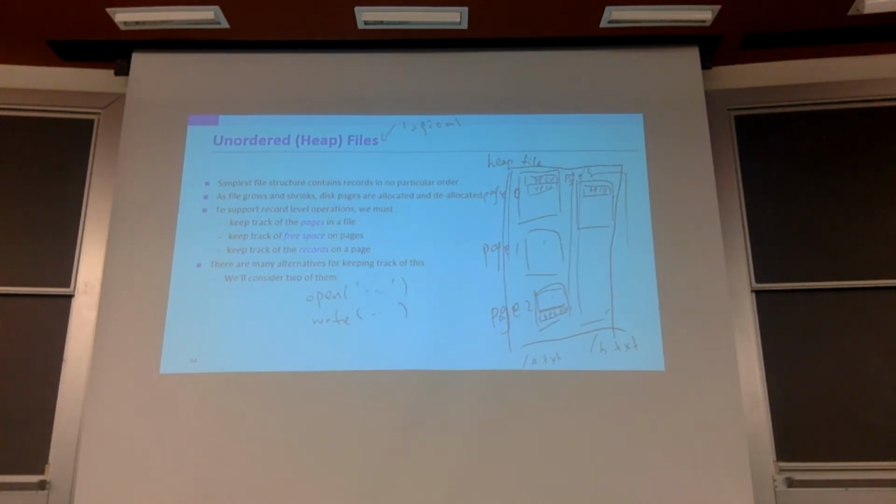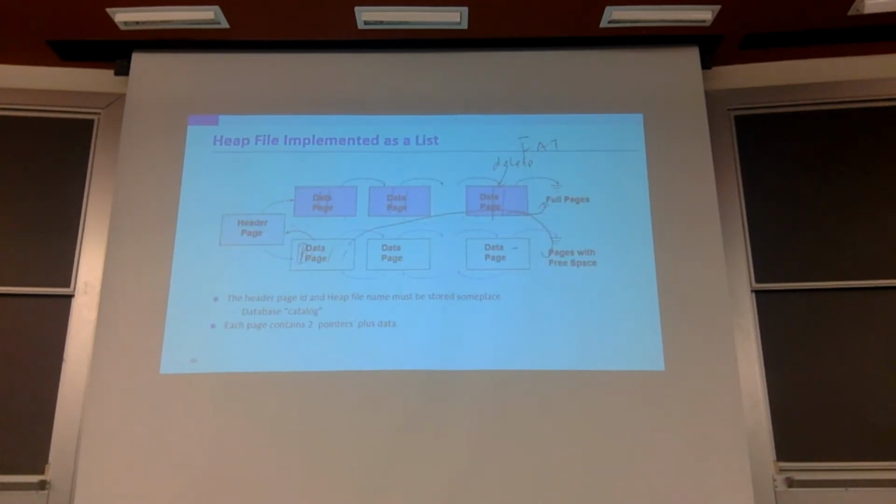So we consider the simplest type of file, which is called a heap file, which is just an unordered multi-set of records. So we talk about two potential ways of organizing that. One way is to implement the heap file as a list, where you have a full page list, which are all fully occupied, and some of the data pages with free space. So you could have some records there, but it could also be completely empty.